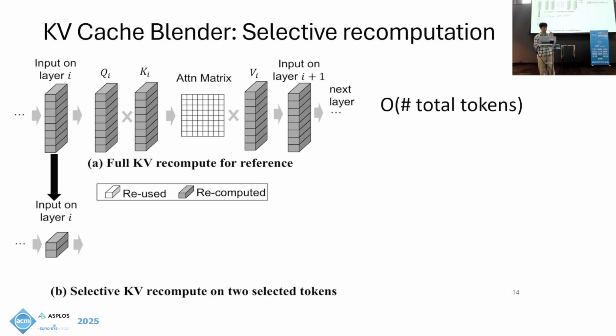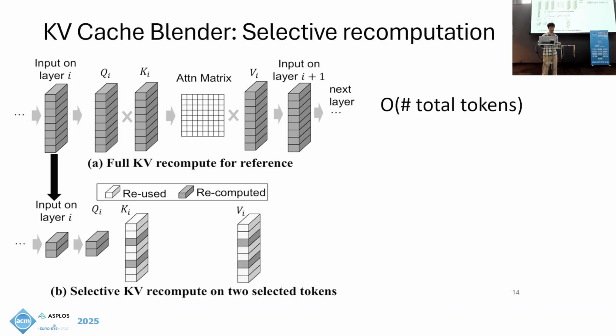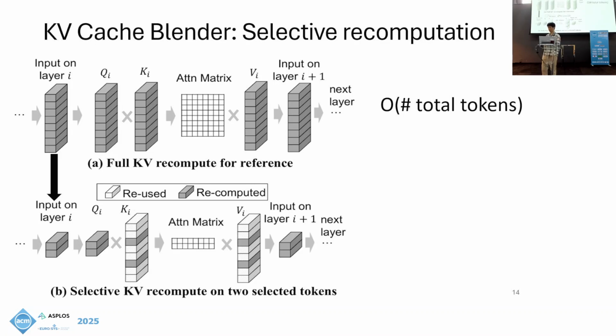So what if we recompute only 2 tokens out of these 8 tokens in the input? So we have a smaller input embedding, which corresponds to 2 rows, and the Q, K, V vectors are also smaller. Note that we have already pre-computed the KV caches of all the input tokens. Then we can try to update these KV caches correspondingly. And then similarly, this QK yields an attention matrix, and further we have the input embedding for the next layer. So in this way, we can reduce the compute overhead from a complexity of the total number of tokens in the input to the number of selected tokens.